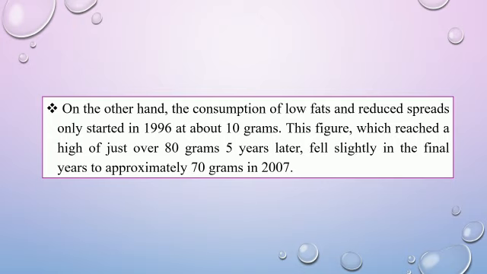On the other hand, the consumption of low fats and reduced spreads only started in 1996 at about 10 grams. This figure, which reached a high of just over 80 grams 5 years later, fell slightly in the final years to approximately 70 grams in 2007.